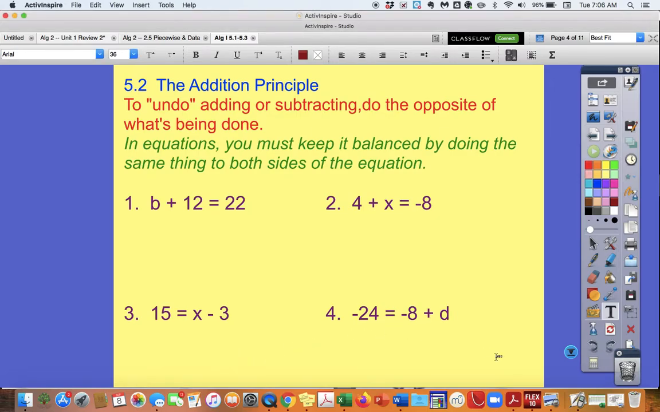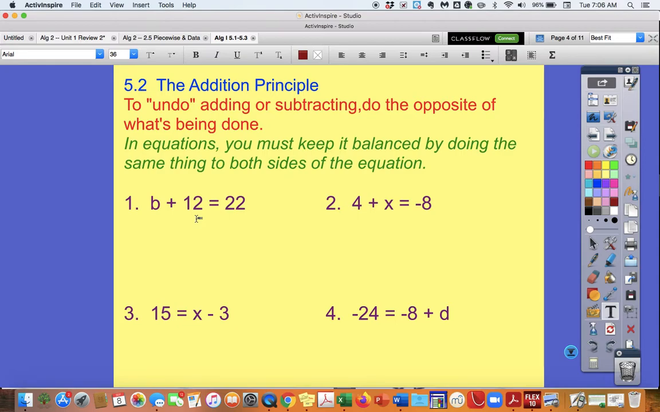Okay, let's talk about one-step equations. And when we talk about one-step equations, we're going to start with the addition principle. In the addition principle, your variable is going to be on one side, and you will have something either added or subtracted from that variable. What we need to remember is to undo adding or subtracting, do the opposite of what's being done to your variable.